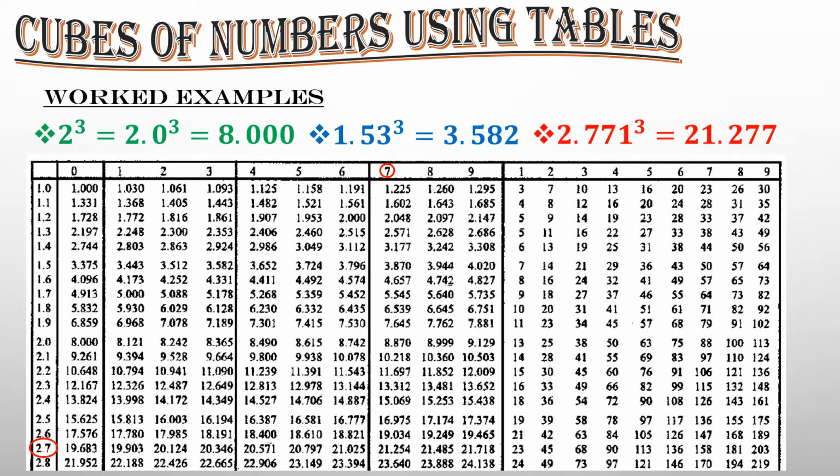So across the 2.7 and along that 7, we have a number which meets the 2. As you can see, the red circle there, we have 21.254. There is also one decimal part which is remaining, that is on the part of 1.